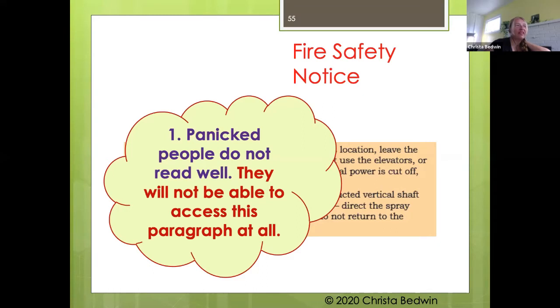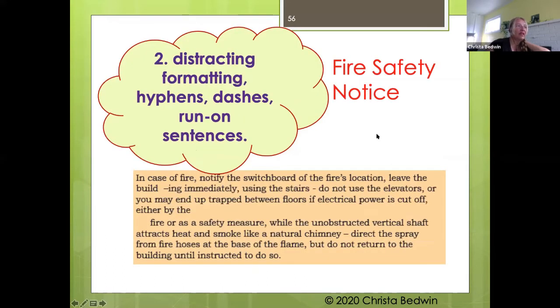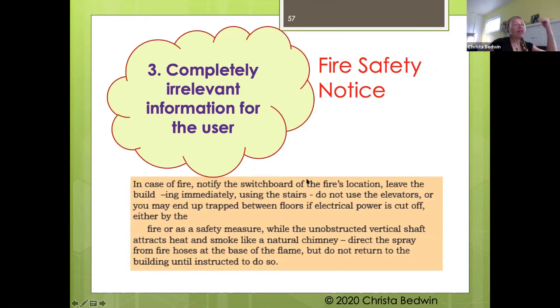Panicked people don't read, so they will not be able to access this at all. And they're probably not going to read this when they're not panicked, right? Because it's not even intriguing to read. Secondly, there's distracting formatting, hyphens, dashes, and run-on sentences, even if they were able to read. And it has irrelevant information for the user.